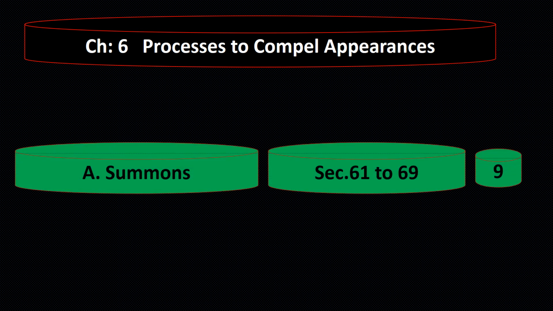Process to compel appearances. First part, summons. Let's cover summons as given under the provisions of section 61 to section 69. They are total 9 sections.